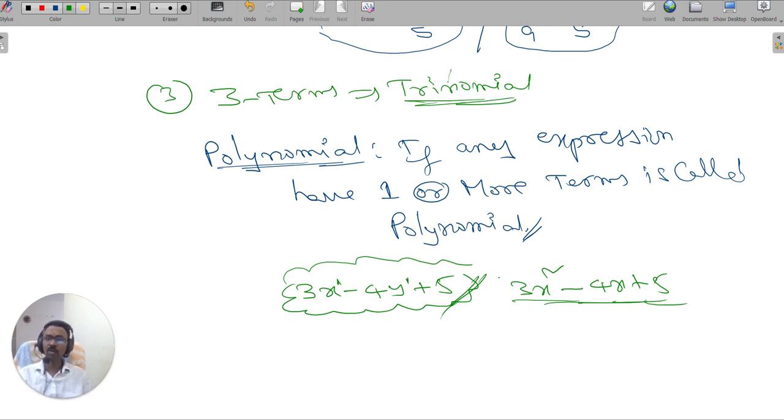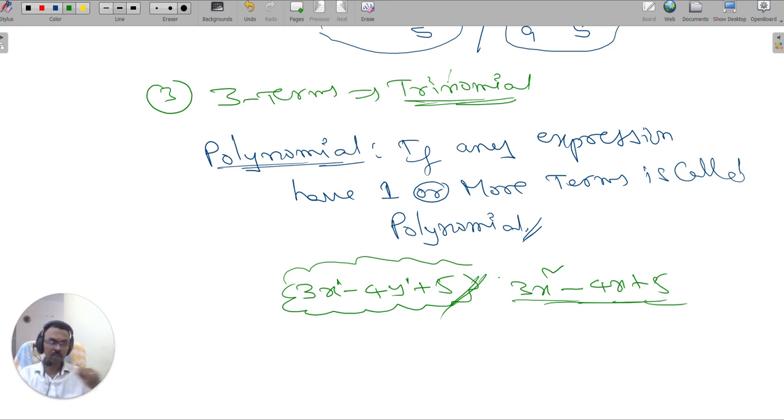Similarly, one more concept is there, about the powers. Here we learned about the terms. Now the next concept is the power of the variable. What do we call the power of the variable? Please let me know. Let me tell you. I think you understood what we learned.